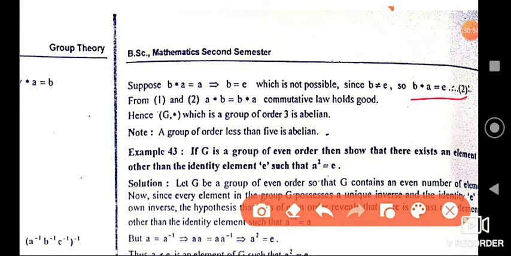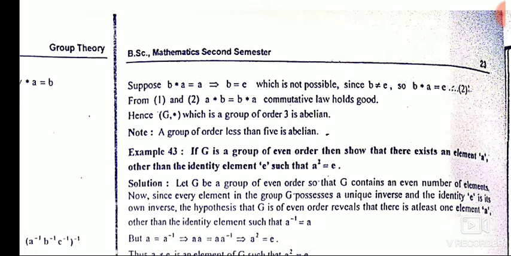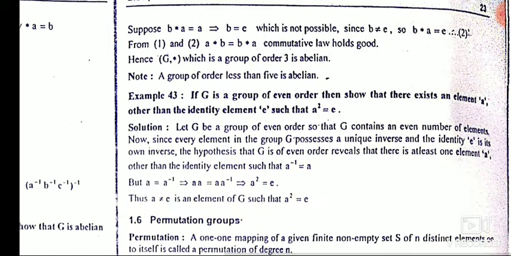Just compare equation 1 and equation 2, where both right hand sides are E, we get A star B is equal to B star A. That's the commutative law. So because it is commutative, the group is abelian. You can prove it for order 4 also; a group of order less than 5 is abelian, it seems. So you can just try the same thing for a group of order 4.